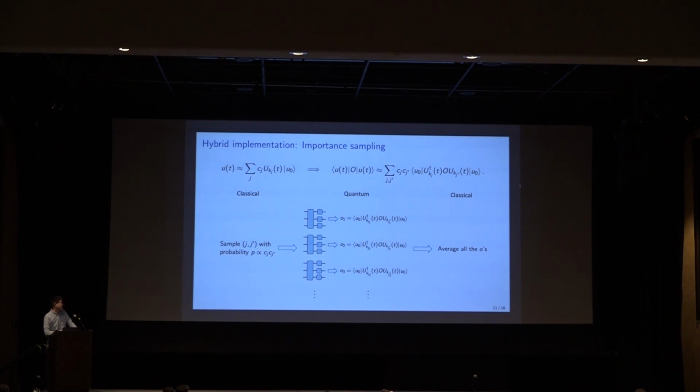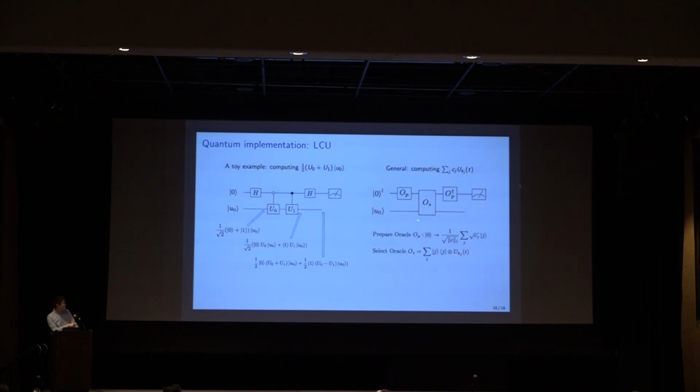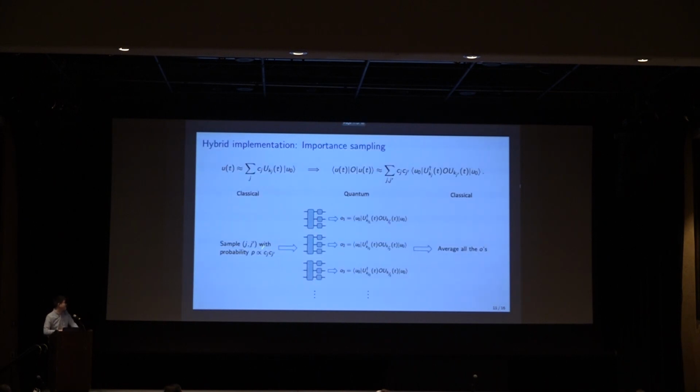So the advantage of this hybrid implementation is that it is more suitable for early fault tolerance or the near-term regime, because in the LCU approach we need a controlled version of all of my unitaries, which can be a little bit crazy, but in the hybrid version we don't really need that control logic.